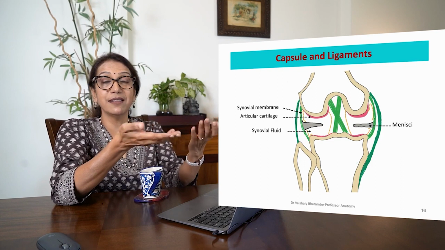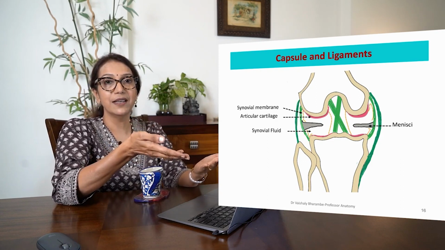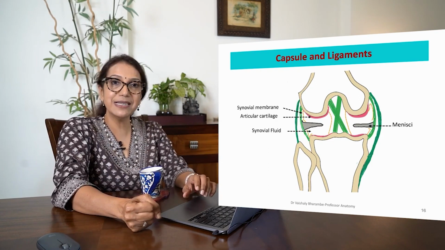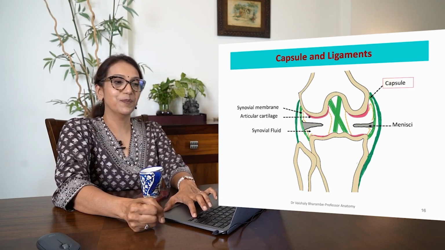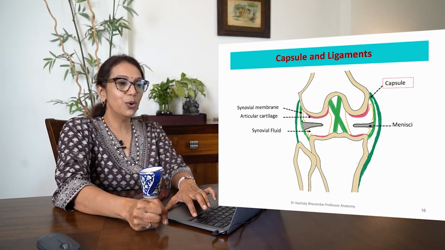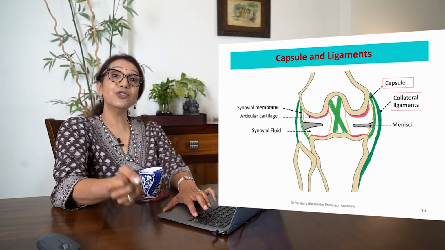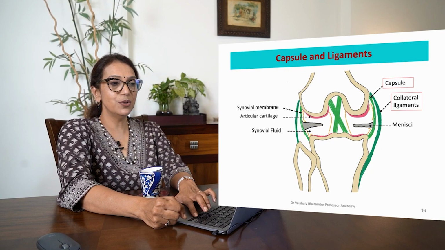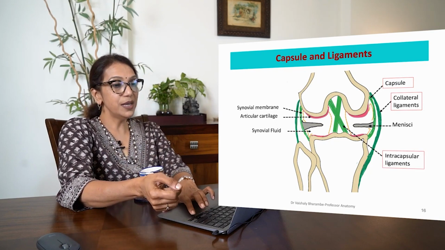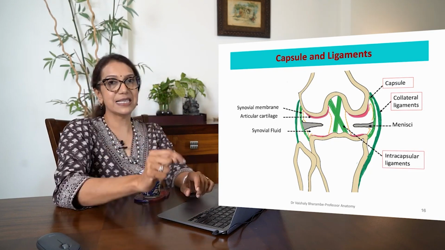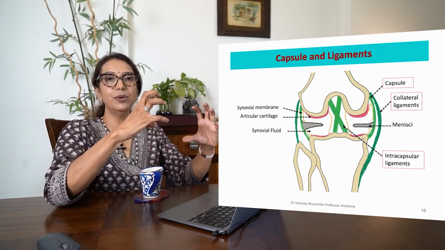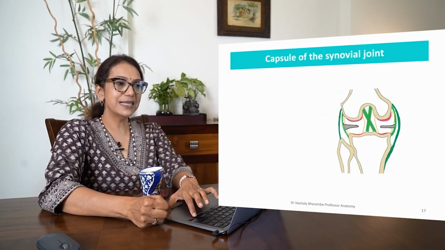In between there is a cavity, a synovial joint cavity there. You have to hold them together. Who does that? The capsule. So here you have capsule holding the two bones together. Here you have collateral ligaments, additional supports to the capsule outside, or intracapsular ligaments inside. Okay, so this is how the two bones are held together. Let's learn about this.